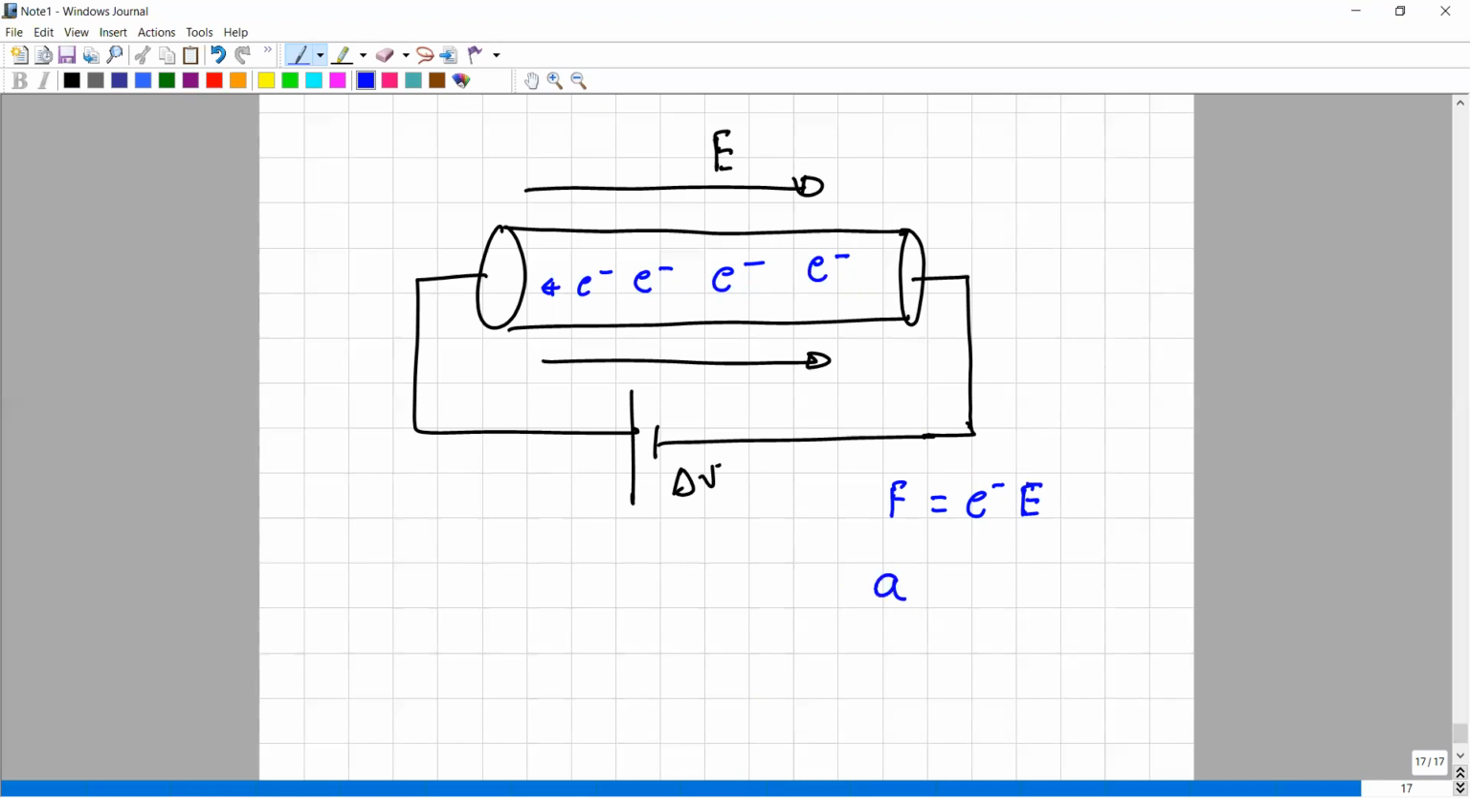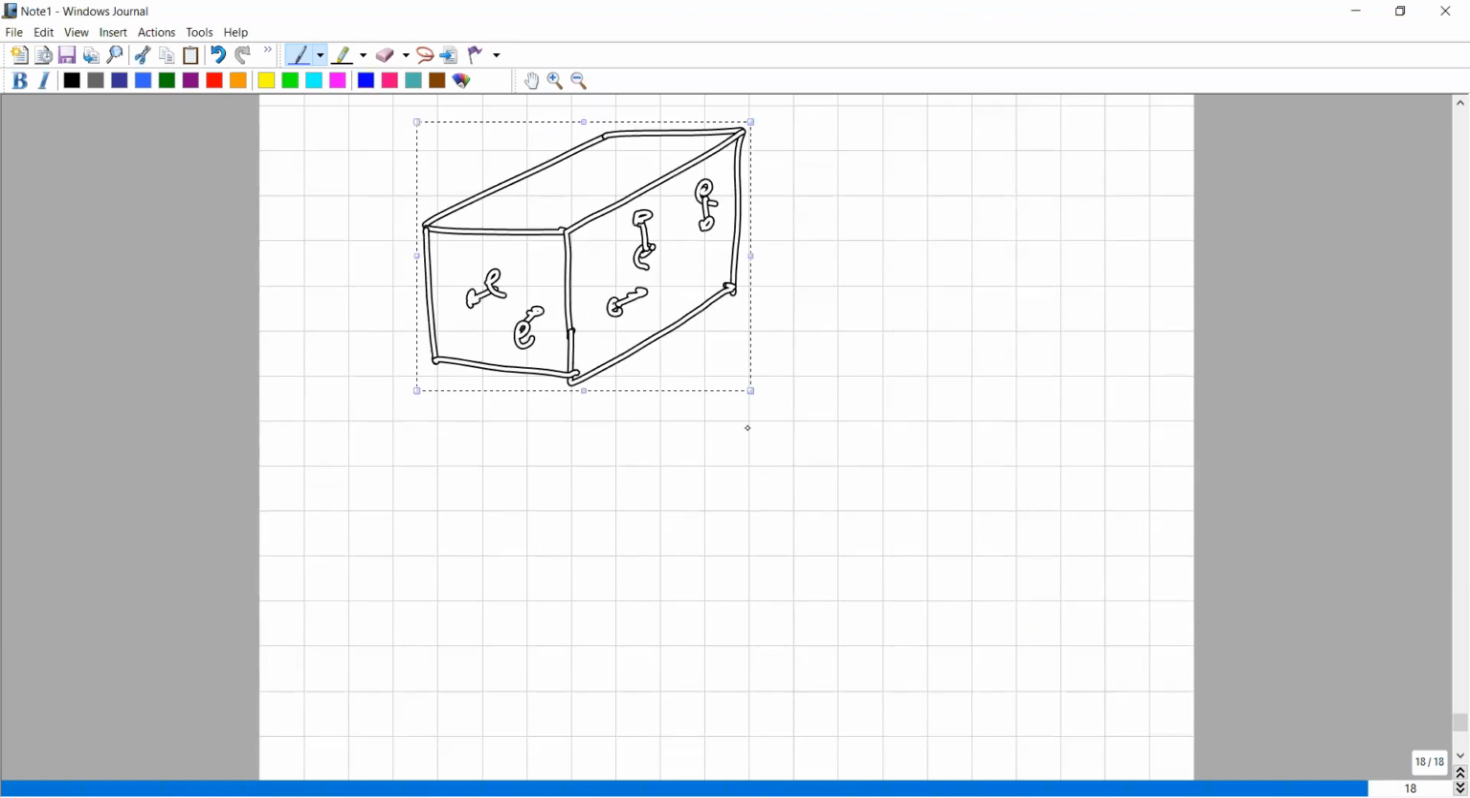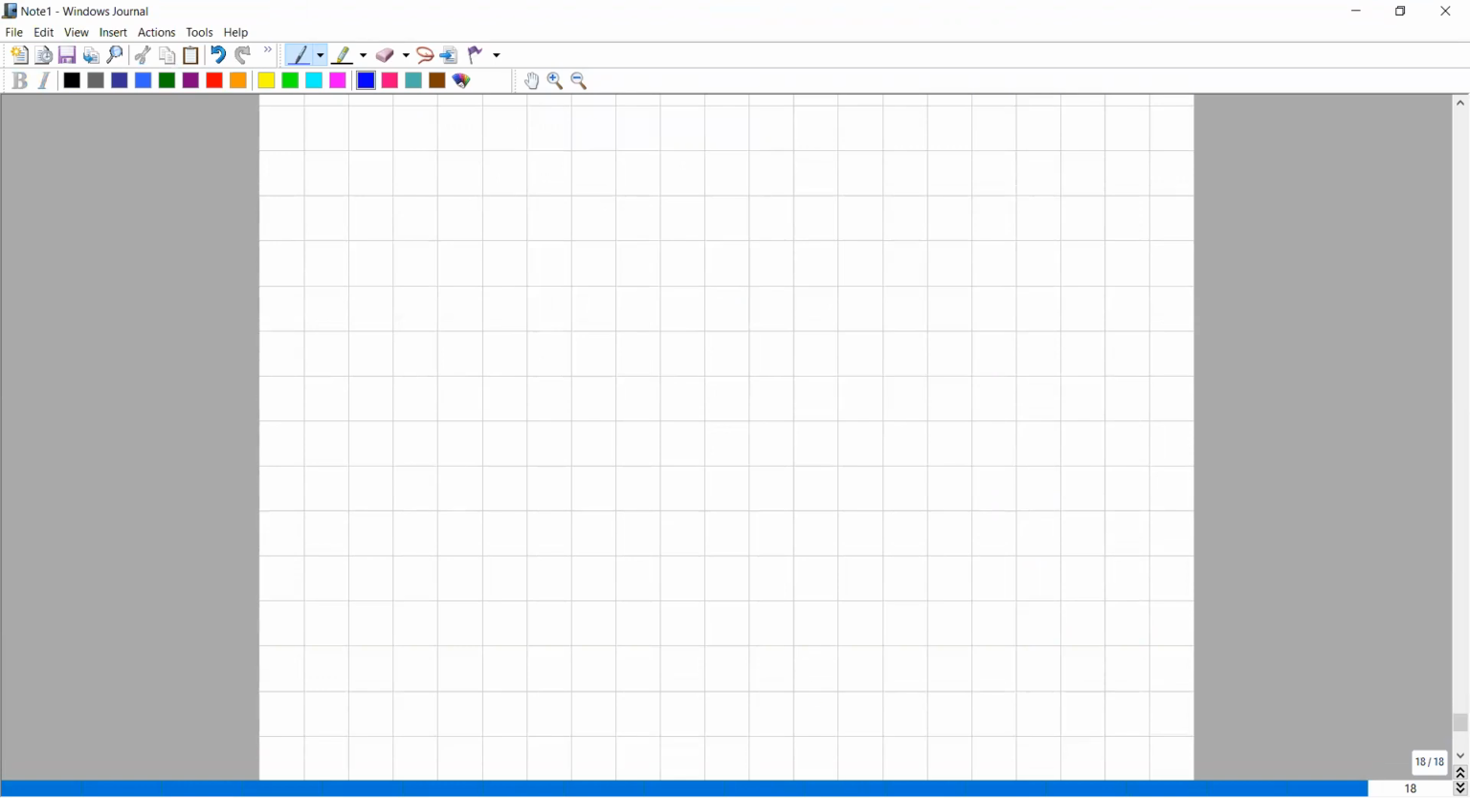And the acceleration due to this force will be equal to the charge times the electric field divided by the mass of the electron. Again, we are finding the acceleration for the mass of the electron. Okay, so how does this acceleration affect the whole motion?